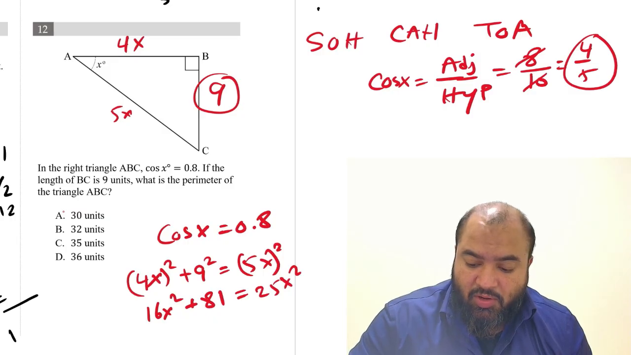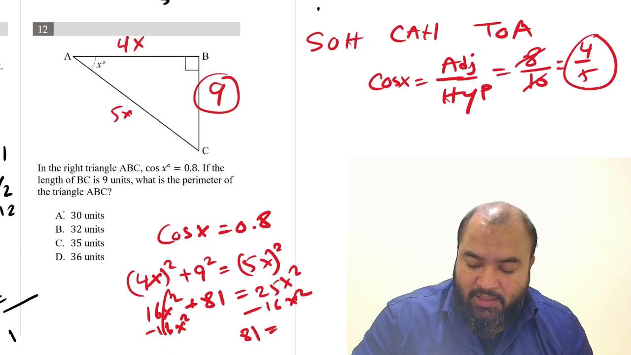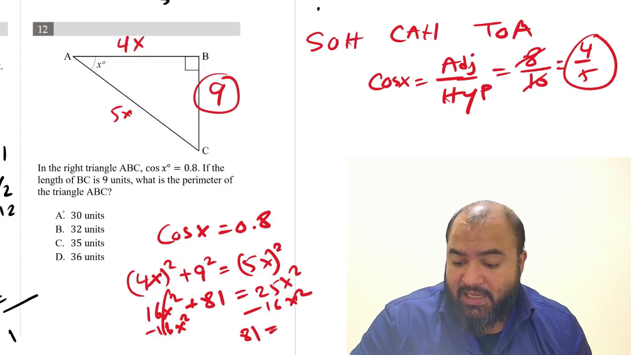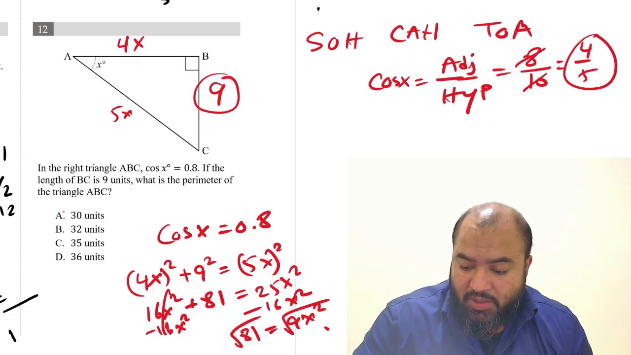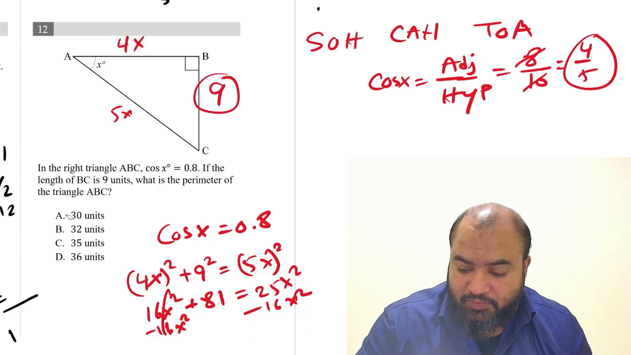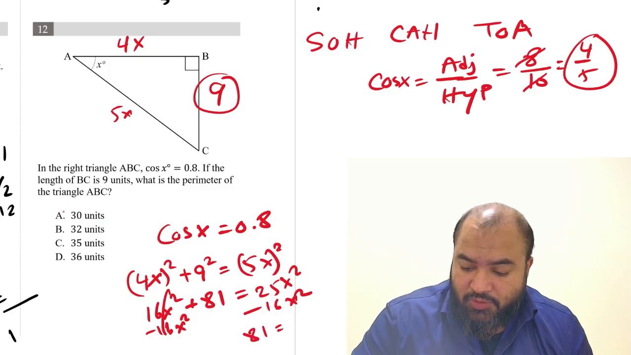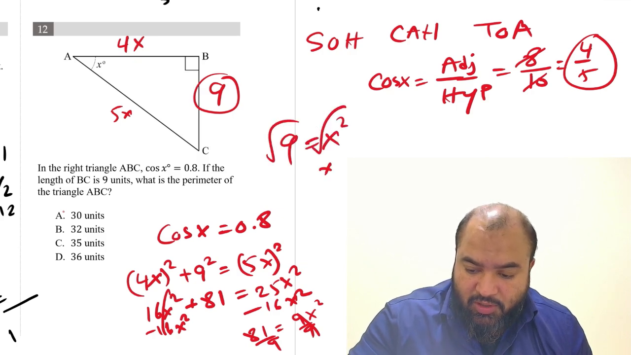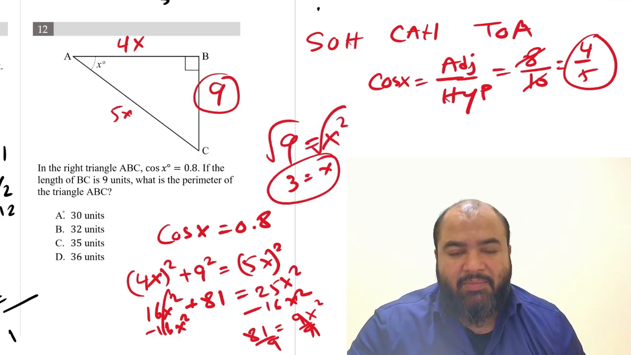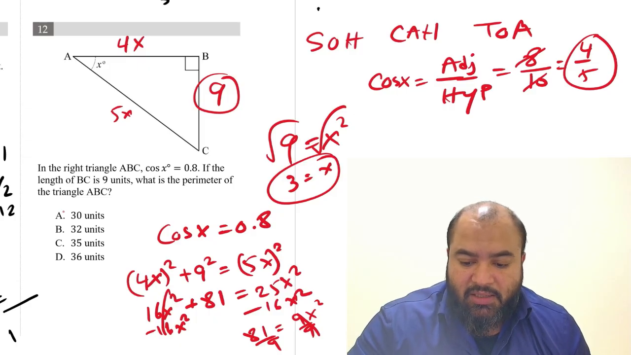So now I can minus 16x squared both sides. So 81 equal to 25 minus 16, which is 9x squared. It's turning out to be nice. Now square root both sides. Actually, you can divide by 9 first. That'll be easier. 81 equal to 9x squared. Divide by 9, divide by 9. So x squared equal to 9. Square root, x equal to 3. Here we're not going to take the minus because we're doing geometry. The side length cannot be negative. So x equal to 3.